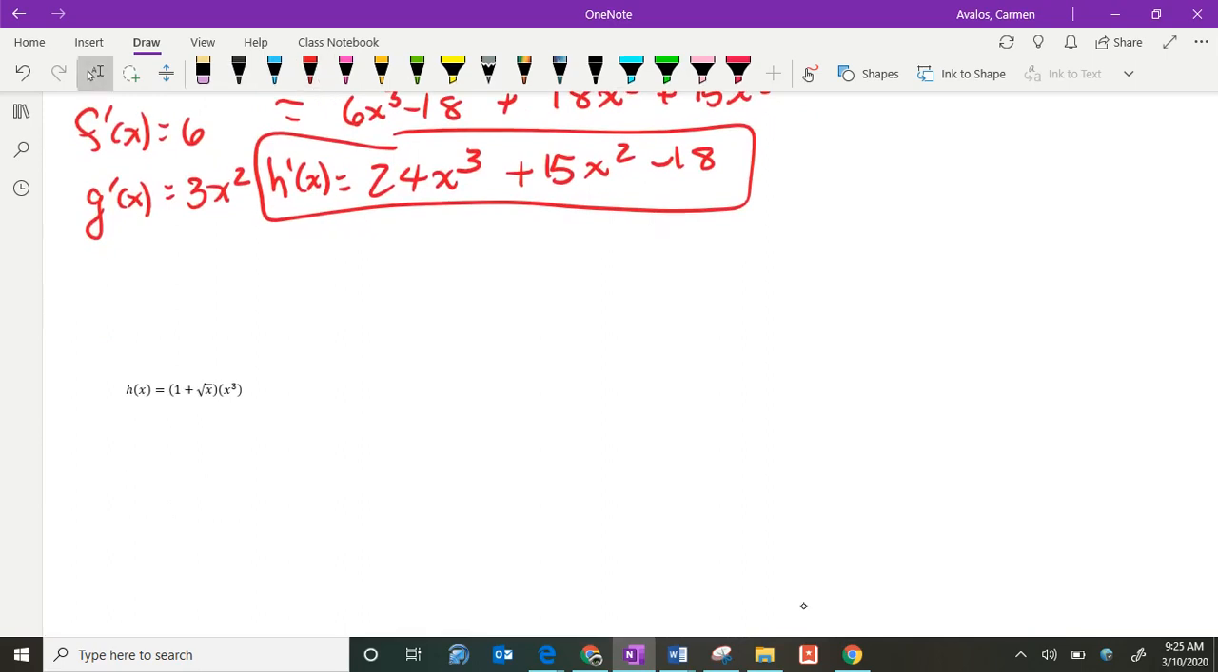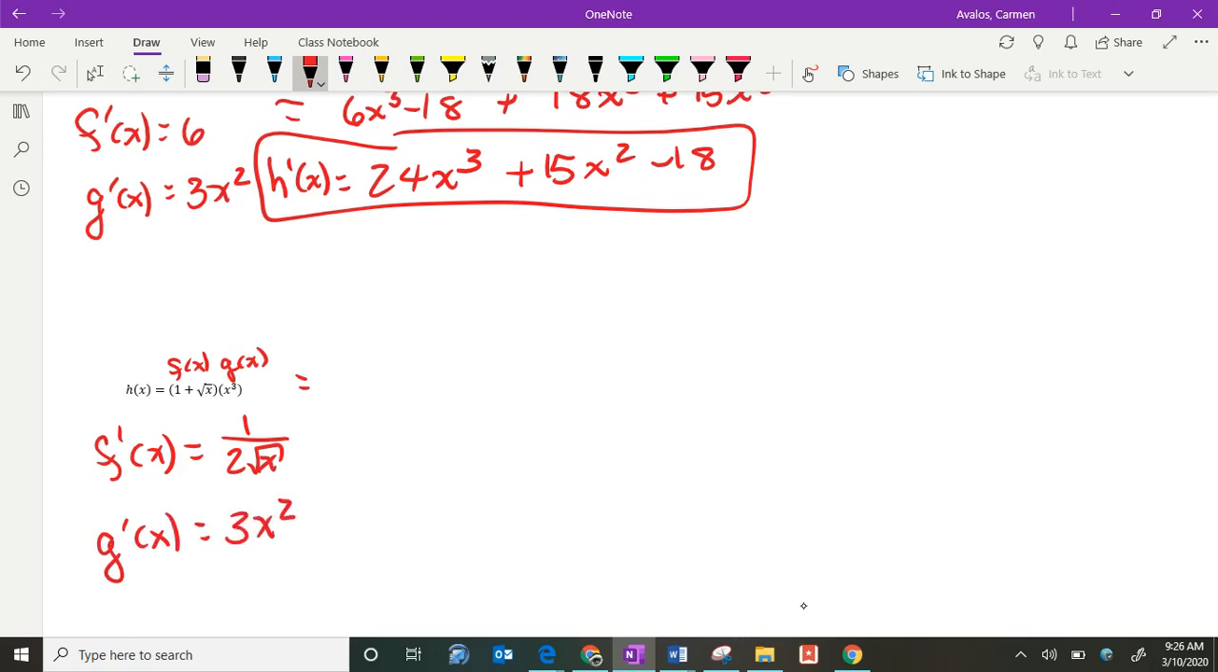Let's do another product rule. This one here, the first product is f of x, and then the second one is g of x. So the derivative of f of x is something you should already know. We've done that enough for the power rule. This becomes 0. So we know that it's going to be 1 over 2 square root of x. The derivative of g of x is going to be 3x squared.